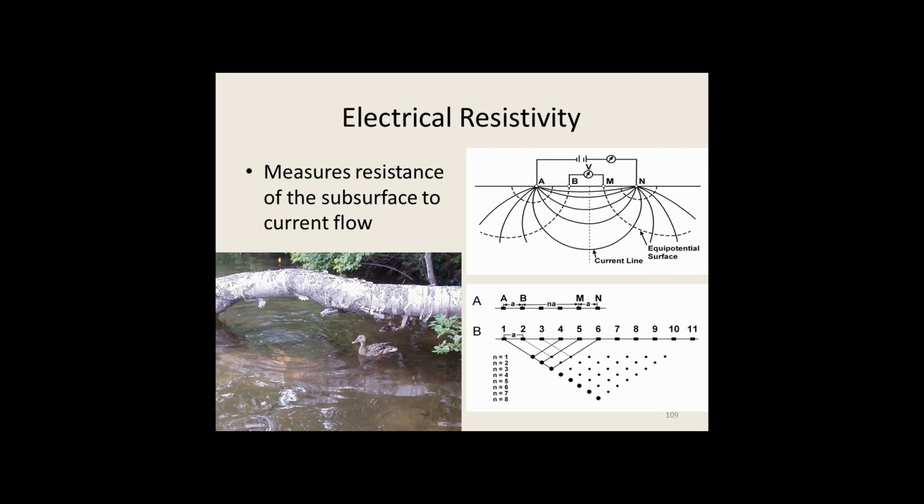And in order to do that, we need, at its most basic form, 4 electrodes. So we have 2 current electrodes here. The A and the N over there, they're current electrodes. One's a current source and one's a current sink. So the current flows from A to N or vice versa. And then in between we have 2 potential electrodes. What they're doing is, as the current goes through, we're measuring the drop in voltage.